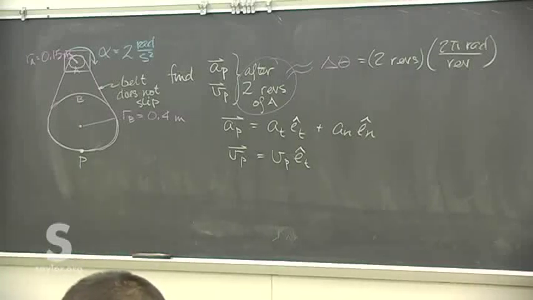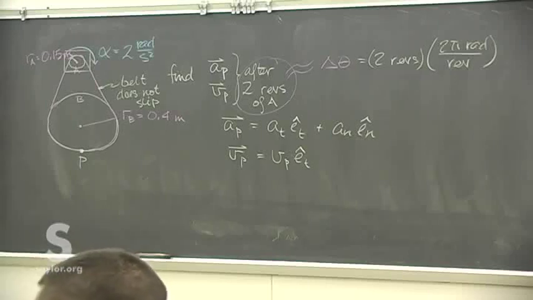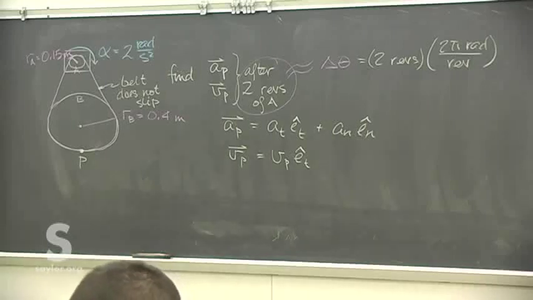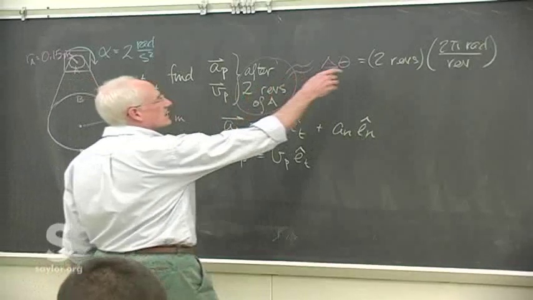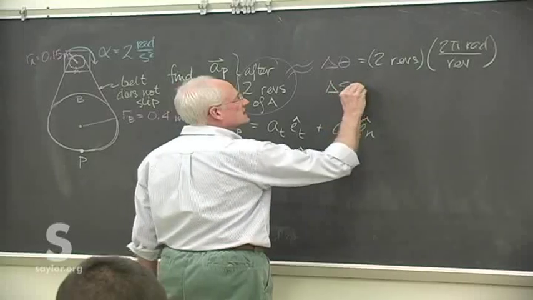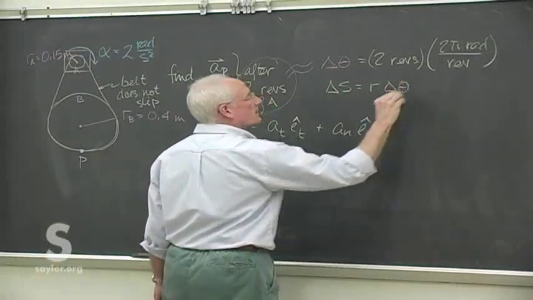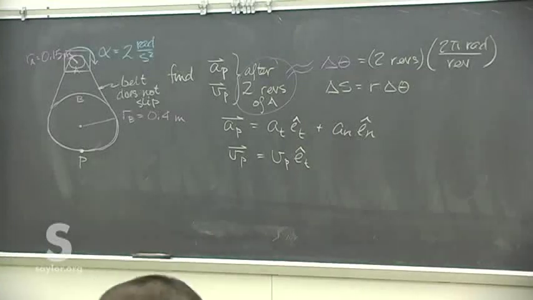Certainly we can multiply 2 times 2 pi together. 4. Times radius? Oh no, this is delta theta. So what this really is, is delta s, since you have the distance in there. That's that one. Once you've got delta theta, then you can find the distance that point traveled by doing r delta theta. Right, Joe? You see that.